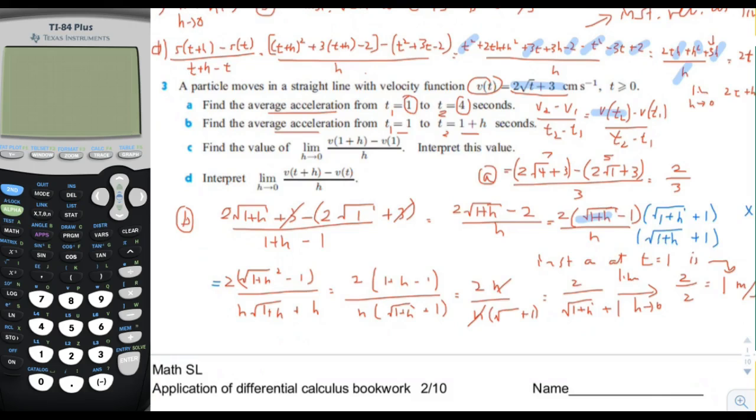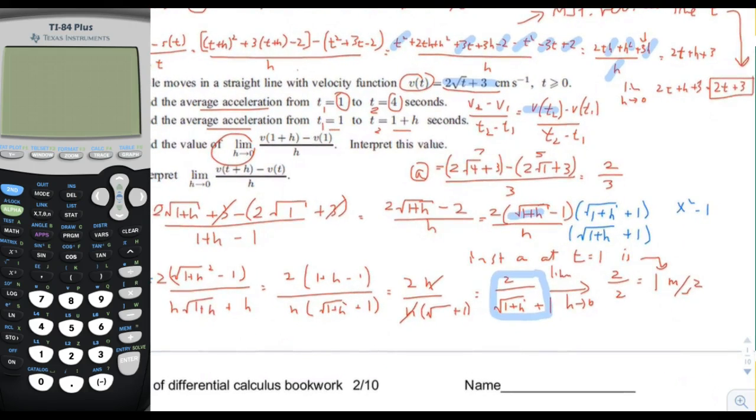Okay, so we found the average acceleration. The average acceleration would be the answer for B. It would be this here. Okay, but then in C they say, hey, what if you take the limit as h goes to 0, and then that would give us this answer, which would be the answer to C.